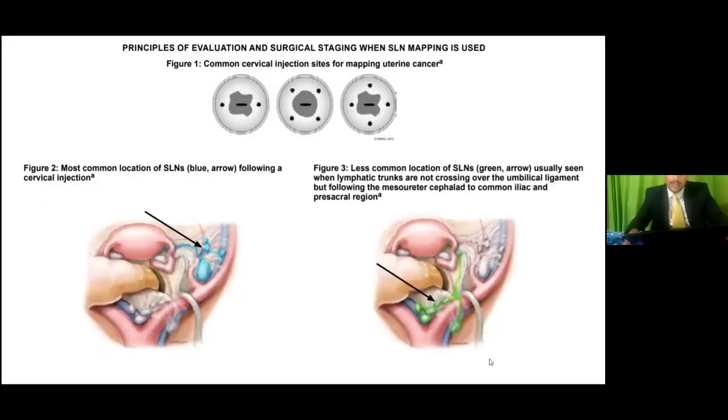And these are the images of the central lymph node biopsy considered. So we can see the most common location is between the external and the internal iliac artery, and the less common location is at the bifurcation of the aorta.